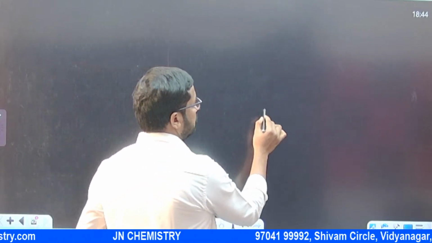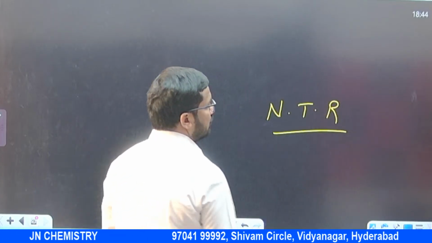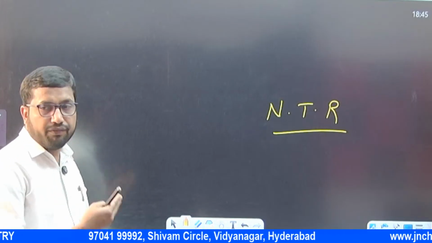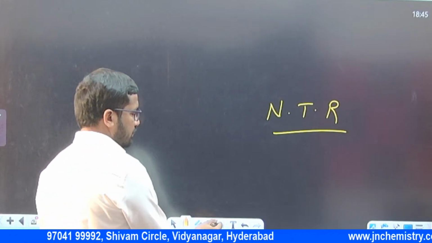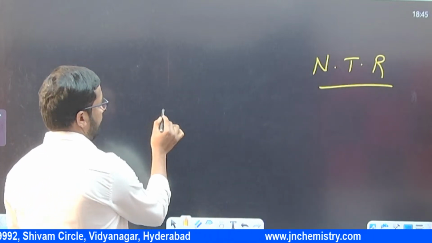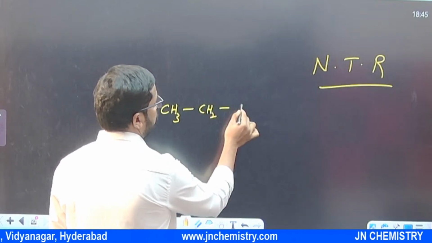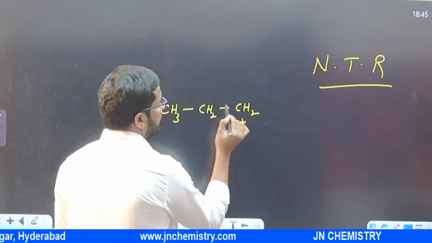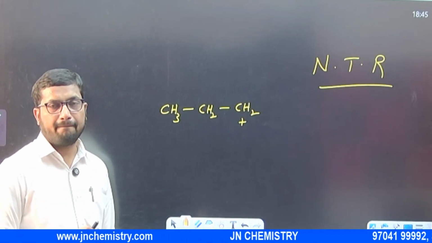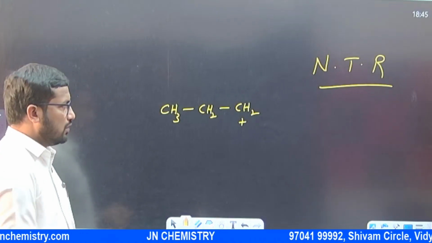Which nature? Natural tendency of rearrangement. By default, it undergoes rearrangement. Natural tendency means, try to understand. For example, CH3, CH2, CH2 plus. So now this is which type of carbocation? 1 degree, right? 1 degree.